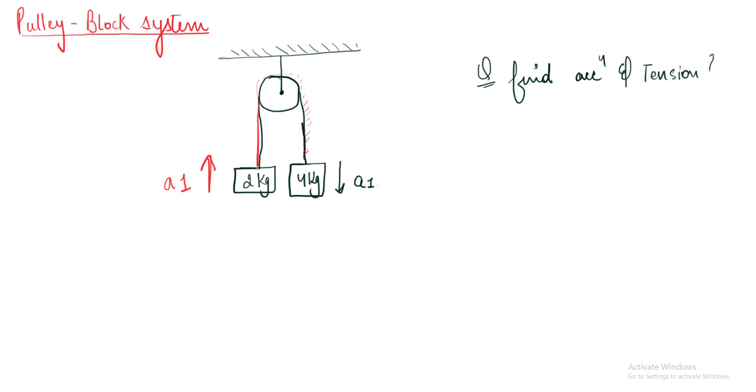So common sense says the 4 kg is heavier than the 2 kg, so it will go down and the 2 kg will rise up. According to this, 40 minus T, where tension is along the string, which is T, is equal to 4A1, and 40 is due to the weight of the block, 4 times 10. Second, because the 2 kg block is moving upwards, T is greater than 20. So the second equation is T minus 20 is equal to 2A1.